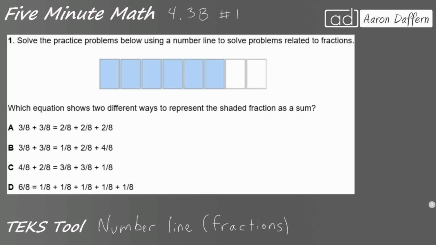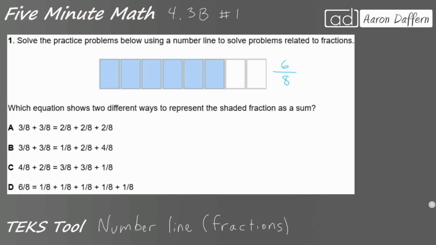All right, so we've got a fraction bar shown here, and we need to find an equation that shows two different ways to represent this shaded fraction. So let's figure out what this shaded fraction is. We need a numerator and a denominator. Numerator is going to be how many blue boxes we have: 1, 2, 3, 4, 5, 6. And then it looks like we've got 8 total boxes. So that's our numerator and our denominator.